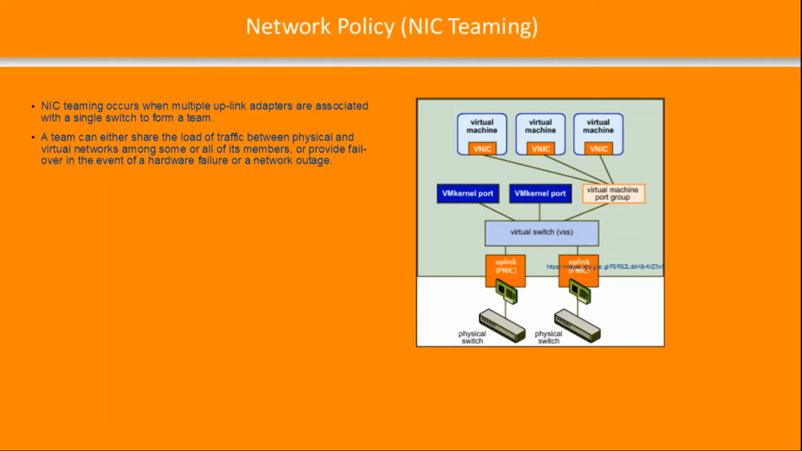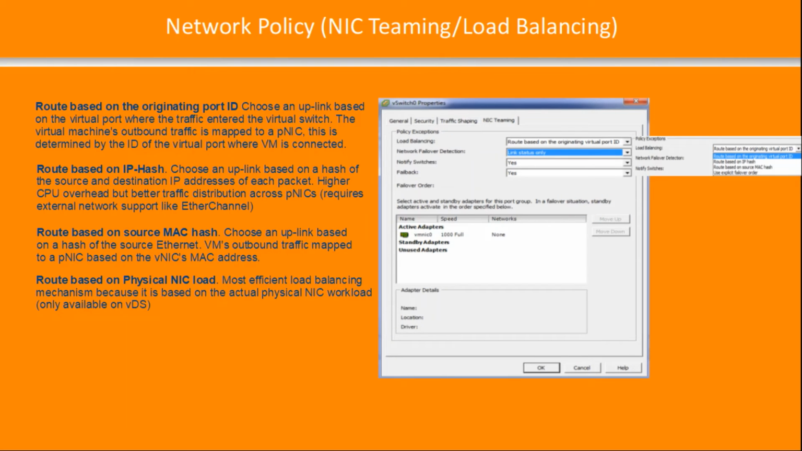NIC teaming occurs when multiple NICs are connected to the switch. A team can either share the load of traffic between physical and virtual networks among all of its members, or provide failover in the event of a hardware failure or a network outage. Network policy in terms of NIC teaming and load balancing.